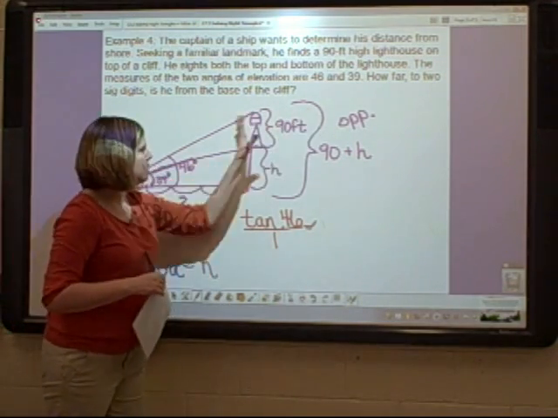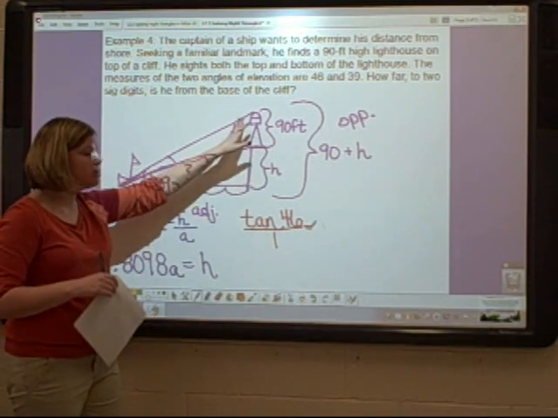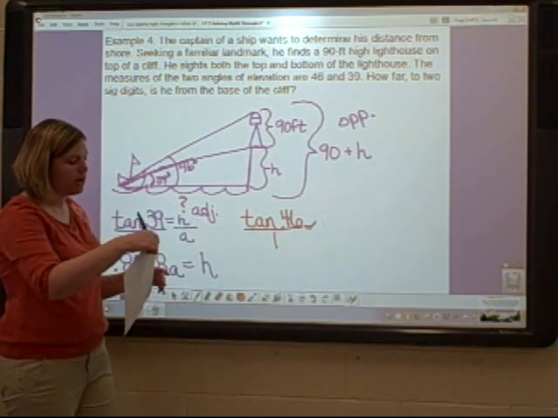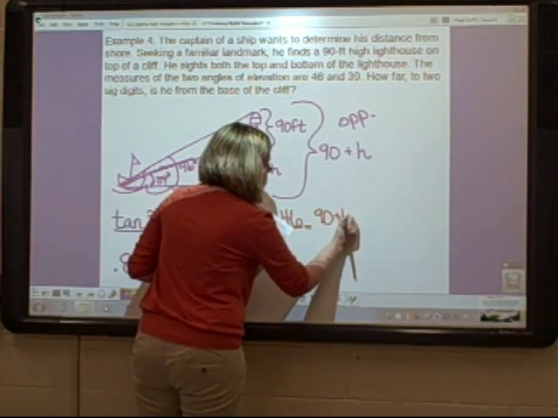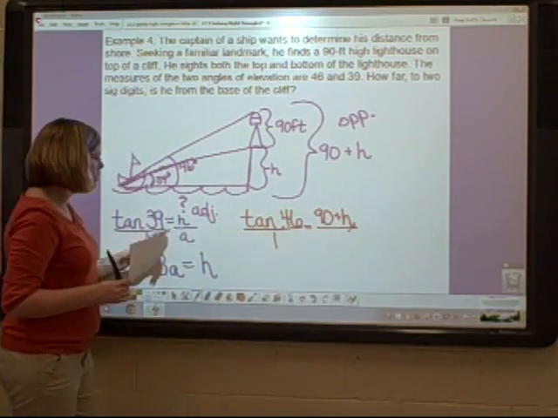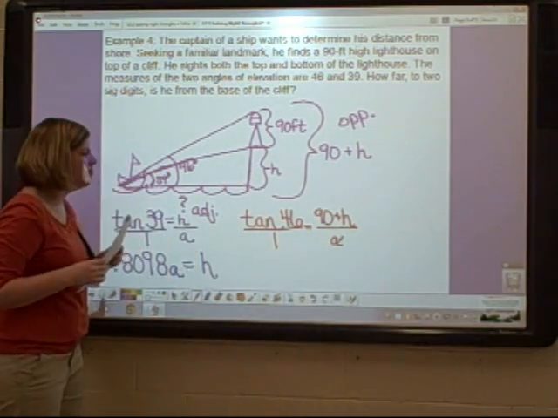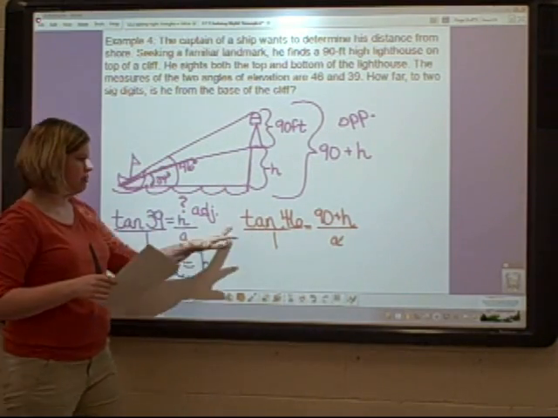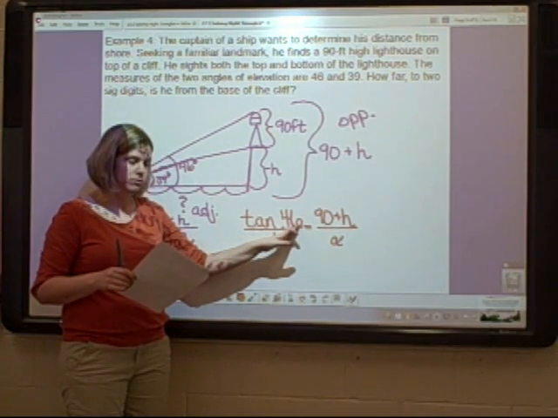Now this is looking at the top of the lighthouse, but it can also see all of the cliff. So when I set this up, I'm going to have 90 plus h. And on the bottom, our adjacent is still a. So once again, I'm going to take the tangent of 46 on my calculator, change it to a decimal, multiply that by a.